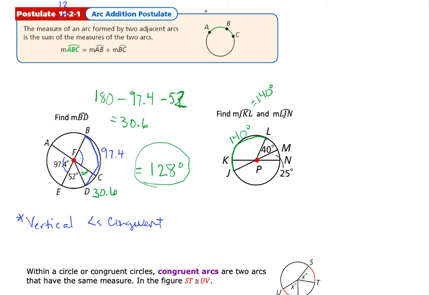And LJN, that's going to go all the way around here. So that's going to be everything except for these two parts here. And this is 25 and this is 40. So I'm just going to take 360 and I'm going to subtract 40 and subtract 25. And it looks like I would get 295 degrees.